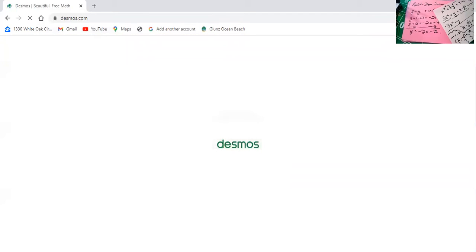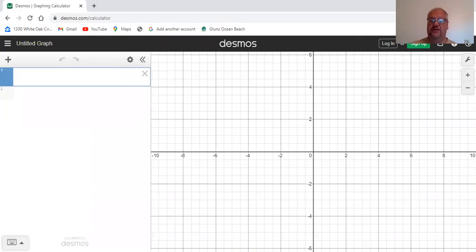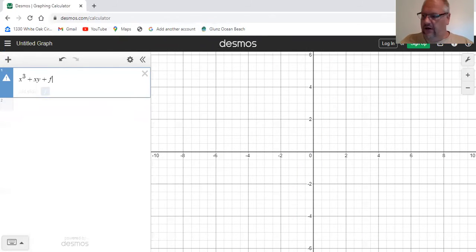Okay, friends, what we're doing right now is going into Desmos and we're going to graph these functions and take a look at what it turns out looking like here. I think that'll help a little bit so that you have a good idea of what's going on with the functions. So first, let's graph the function that we were doing, x cubed plus y plus x plus xy plus 4 equals 0.